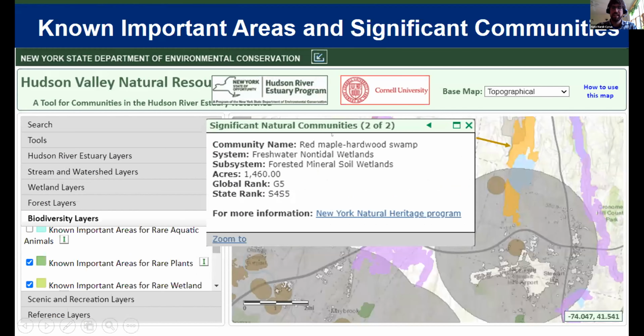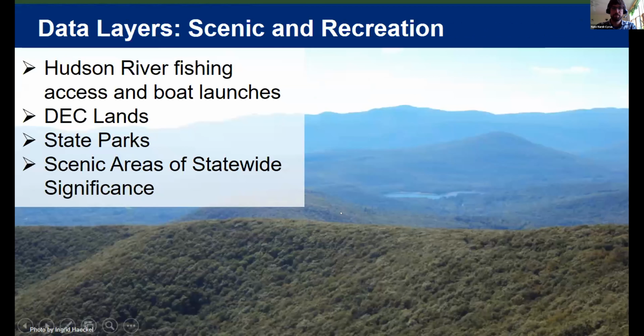There's also significant natural communities. That gives you more information. You can actually see that this is a red maple hardwood swamp. If you click on it, it'll tell you the acreage and it'll bring you to the Heritage Program website for more information on that habitat. Okay, not going to talk about this too much other than to say that it's available.